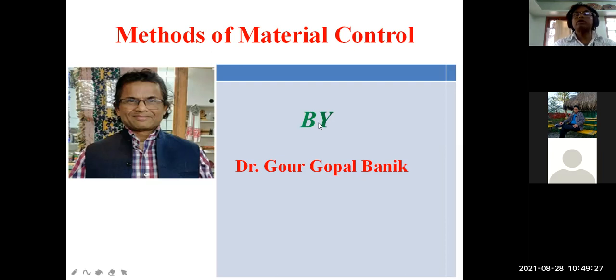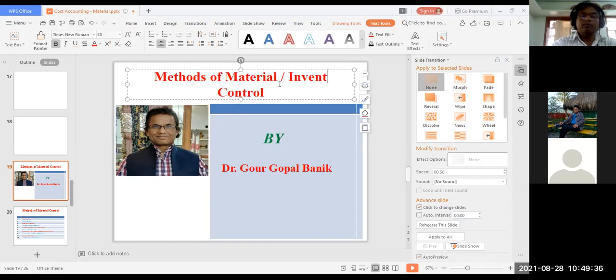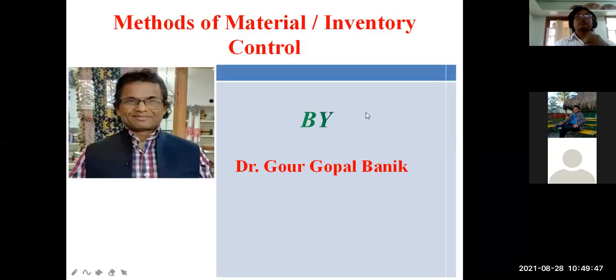Let me write it now only. Inventory. Methods of material control or inventory control. Okay. So what are the methods? A little while back, you have understood the essentials, but these are the methods. This will be very interesting, and let us go ahead.